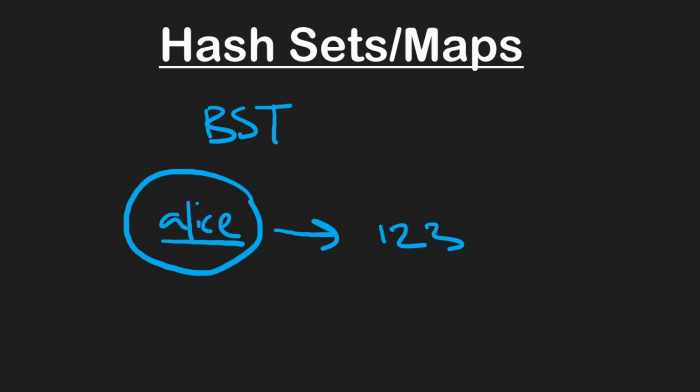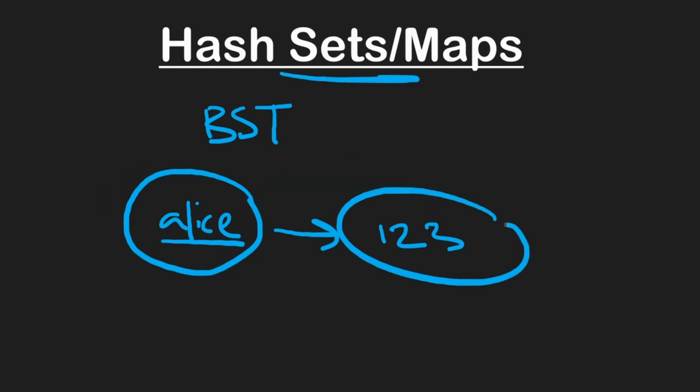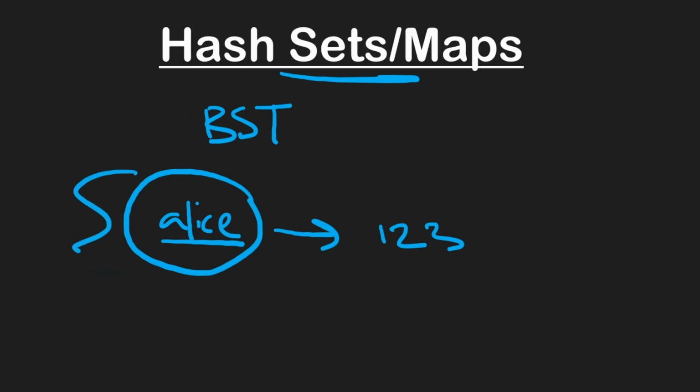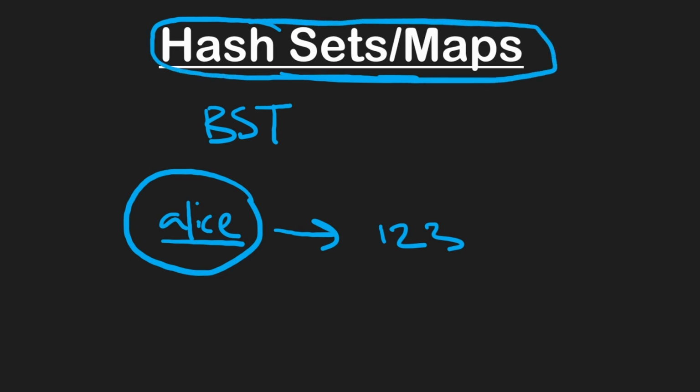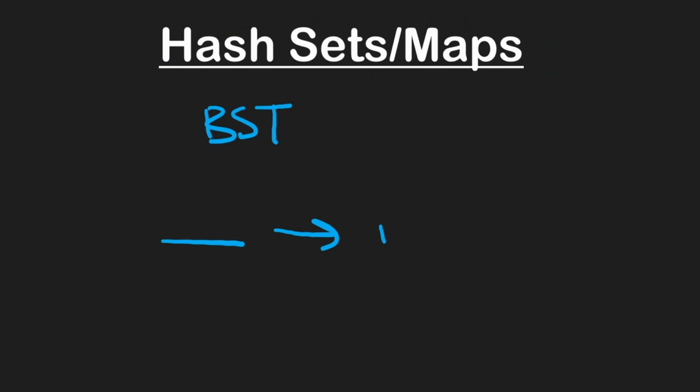Instead of just having a set of keys, we're going to have that set of keys, except each key is going to be mapped to some separate value. But the key is what's used to sort the binary search tree. It's also what's used to access values from the hash set or the hash map. First, let's compare tree maps and hash maps though.